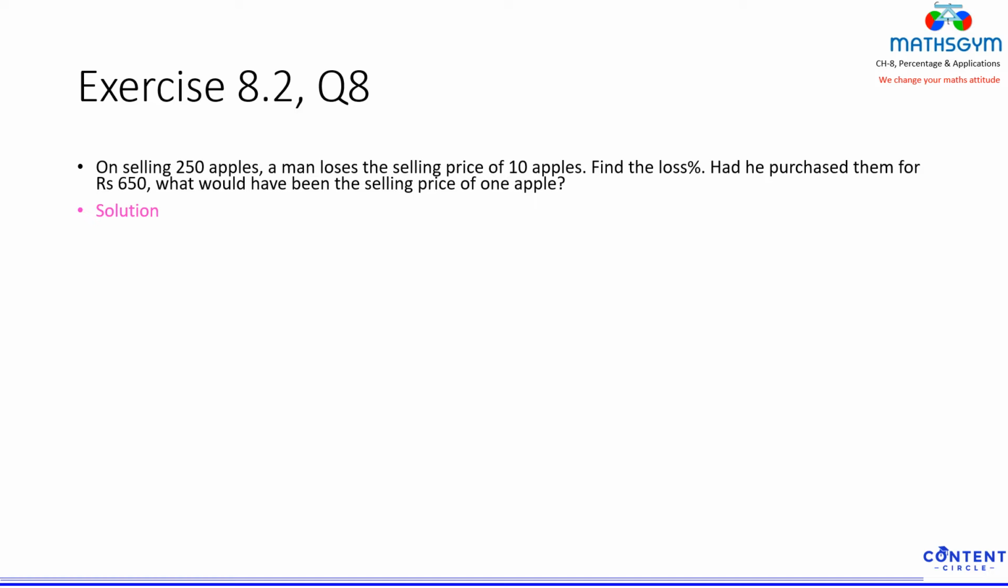Second part of the question says, had he purchased them for rupees 650, what would have been the selling price? Now if we look at how do we begin, we always begin with some reference point in the question. The reference out here is a man loses selling price of 10 apples, right? On selling 250 apples, he loses selling price of 10 apples. We will start off our assumptions from SP. Let the selling price of one apple be rupees x.